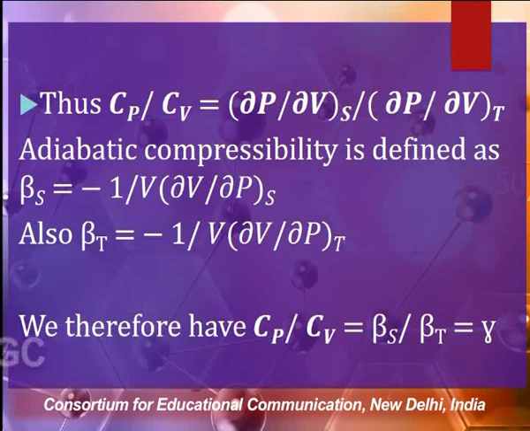Thus, what do we get? We get Cp by Cv is equal to delta P by delta V at constant S by delta P by delta V at constant T.